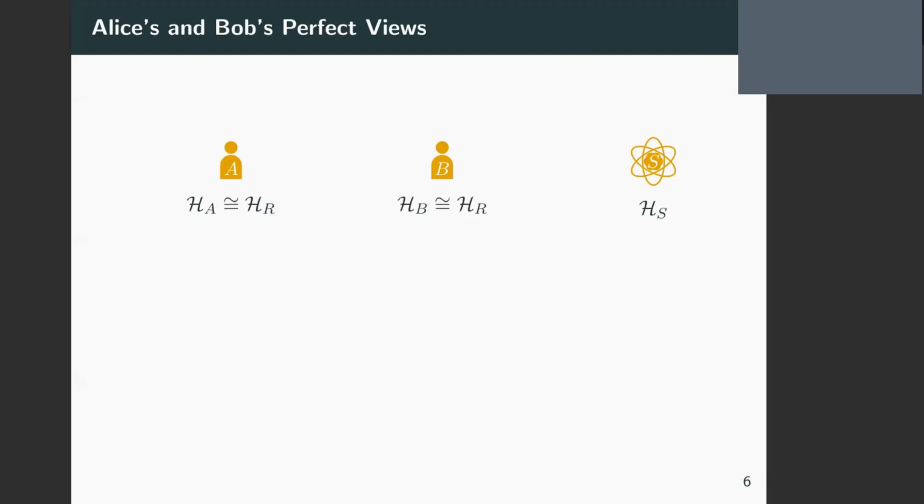Right? So as I said, Alice and Bob have perfect reference frames, H_A and H_B, and they're both isomorphic to this perfect quantum reference frame Hilbert space, and then the system just has some Hilbert space H_S.